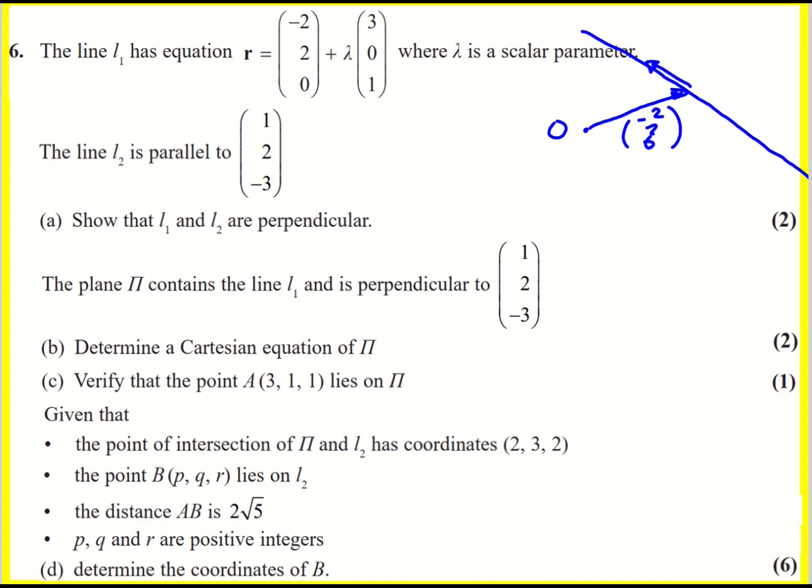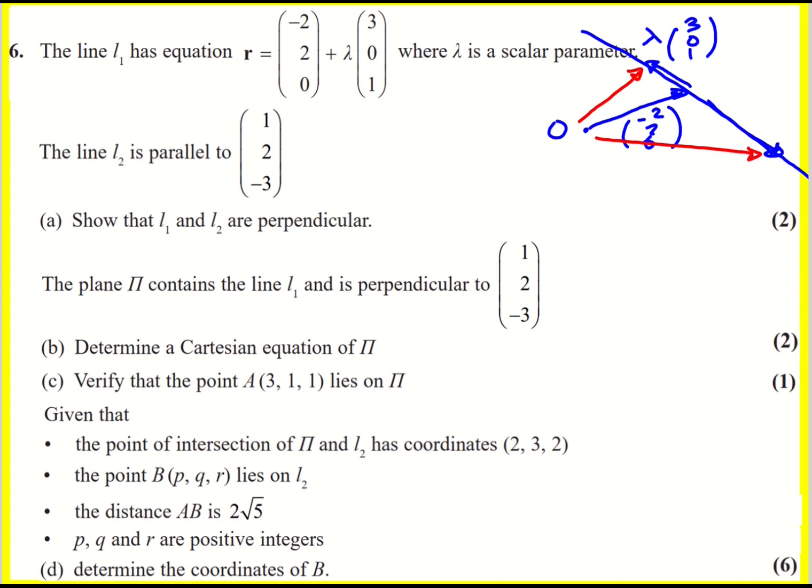So let's say I went to there. My overall position vector would be here. It would be on the line. So here I've got 3, 0, 1, and I'm timesing by a parameter because I might want to go further. I could go in the opposite direction. I could go over here, and then my position vector would be here.